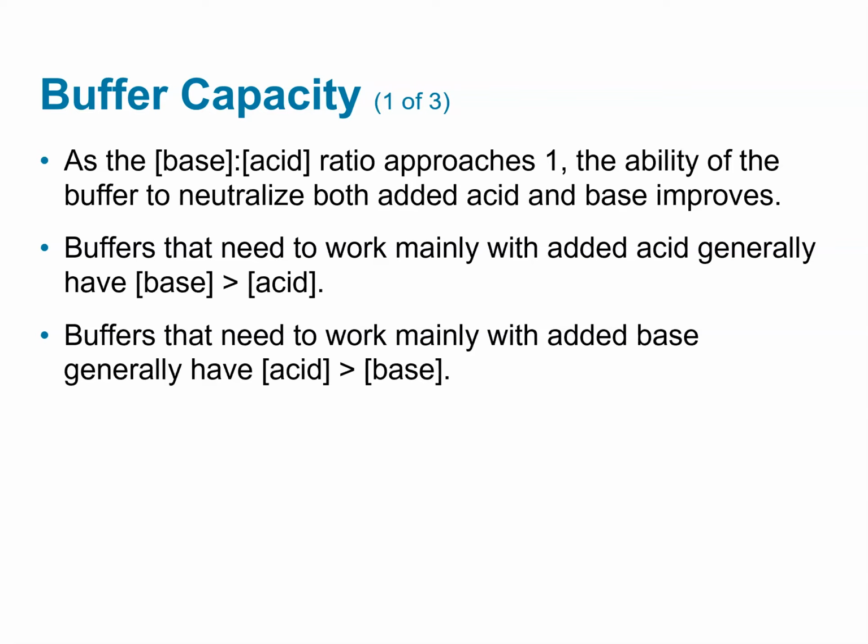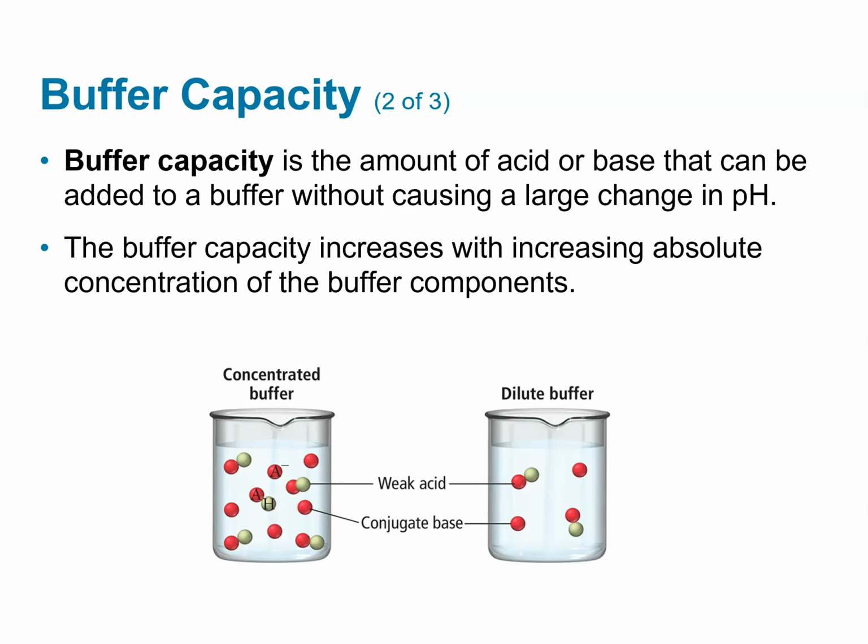And in a buffer where you're mostly resisting the addition of base, you're going to want to start with a little more weak acid and a little less conjugate base for the exact same rationale. And so final slide, remember, buffering capacity is the amount of acid or base that can be added to a buffer without causing a significant change to pH. And what we're going to look at in the next lecture is dynamically, through titrations, how pH changes as we start adding acids or bases to buffering systems.